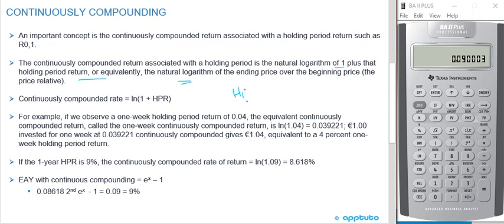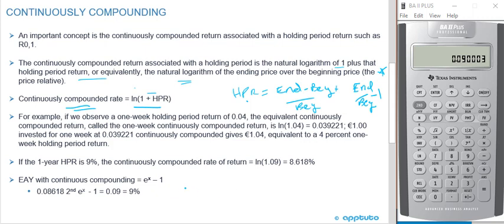Because remember, holding period return was the ending minus the beginning divided by the beginning, plus any dividends if you had any. Or you could do ending divided by the beginning minus 1, of course. So that's what they're just saying. Recall the holding period return. So the continuously compounded return is the natural log of 1 plus the holding period return.